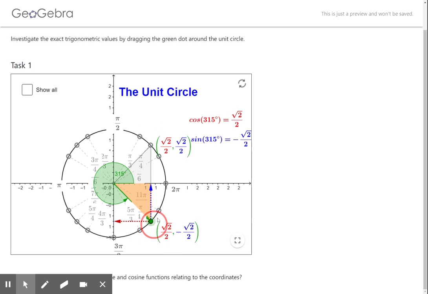So very interesting connections here that we can see inside the unit circle. If we know in quadrant 1 the values for our special triangles, we know all the values for the special triangles that are in quadrants 2, 3, and 4.